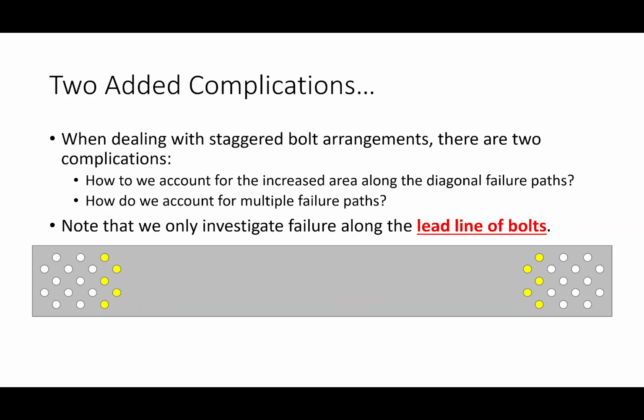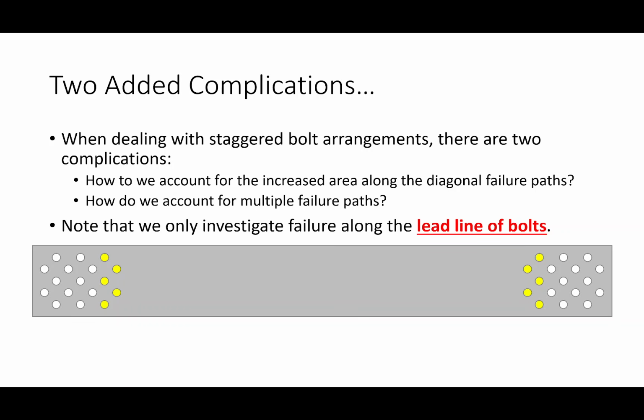The first is how do we account for the increased area along the diagonal failure paths, and the answer to that is we're going to use stagger factors. The other is how do we account for multiple failure paths. And I guess the point I want to mention is that there are indeed multiple possible paths upon which a staggered bolt arrangement could fail.